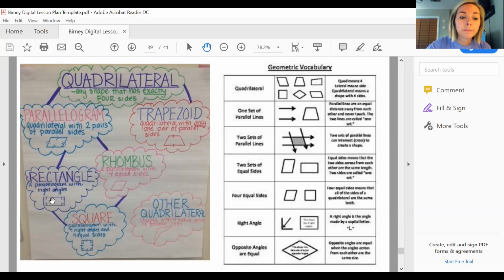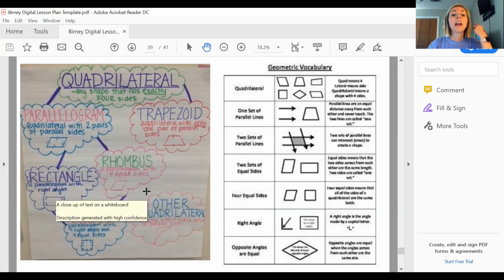A rectangle is a parallelogram that has right angles, and a rhombus is a parallelogram with 4 equal sides. A square is a parallelogram that has 4 right angles and 4 equal sides. So a square can also be called a rectangle and a rhombus and a parallelogram.